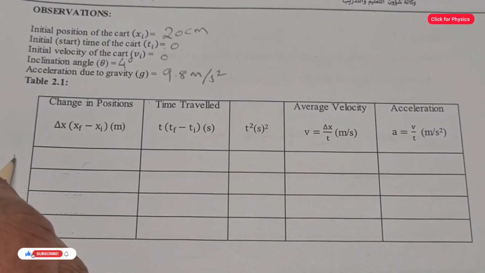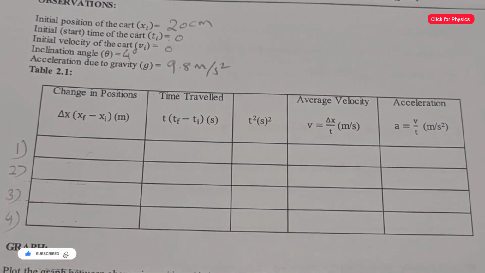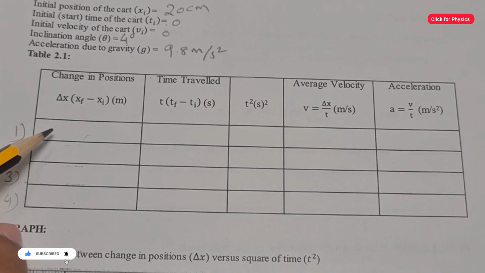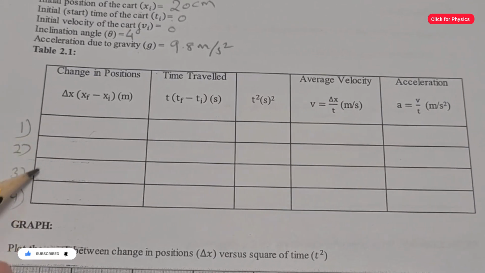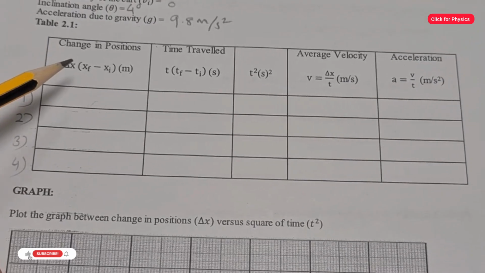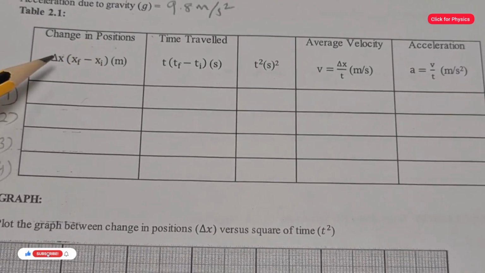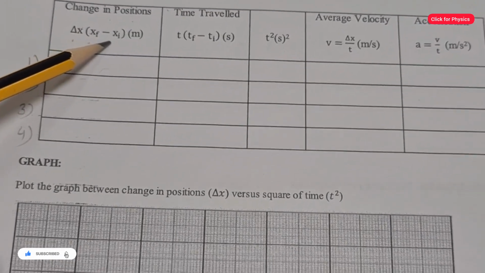So totally we have 4 datas, 1, 2, 3 and 4, that we have to fill here, but I am going to explain for only one data, and in the similar way you have to do the same thing for the second, third and fourth. So let's see what is given in the table. In the first column we have change in position, which is delta x, x final minus x initial.